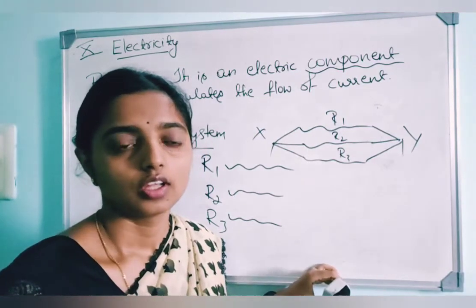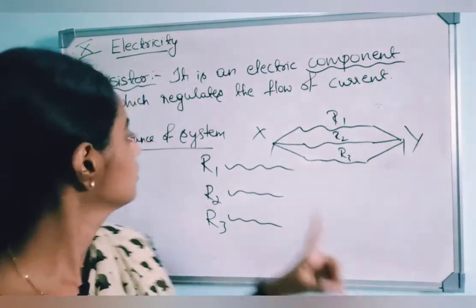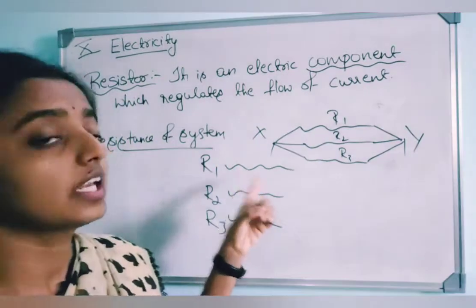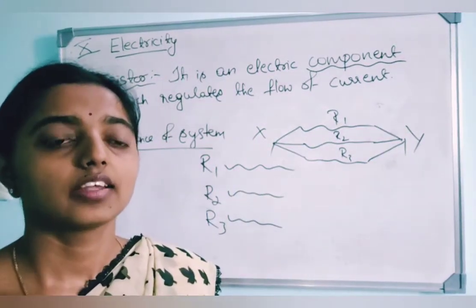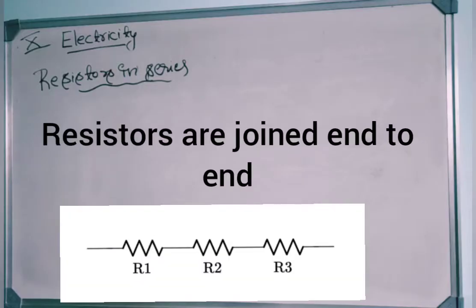Understood? Now shall we see exactly the definition of resistance in series and the definition of resistance in parallel. In series, it is an electric circuit in which the resistors are connected from one end to another end.